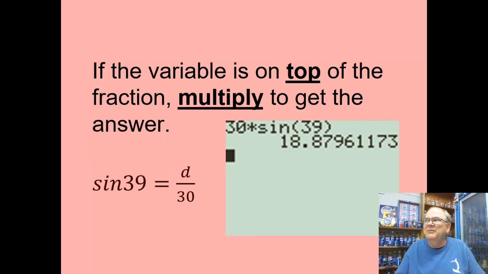People will sometimes wonder, how am I supposed to round answers like this? Because they're always irrational numbers that go on like this one does. There's no hard and fast rule, but in general, if you round to tenths, to one decimal place, you should be good to go. So I would write this one as 18.9. And again, the key to this is when you look at your equation, if the variable is on top of the fraction, you multiply.